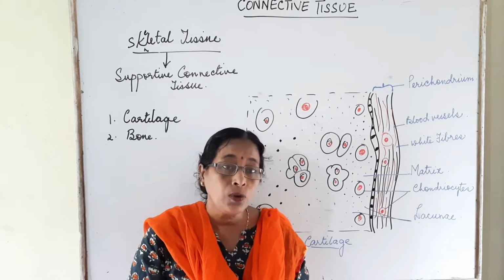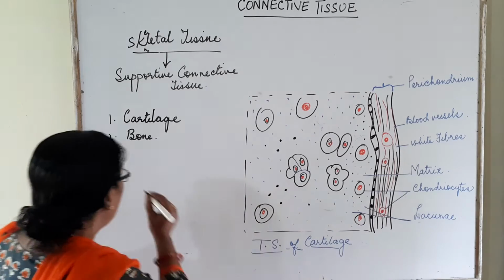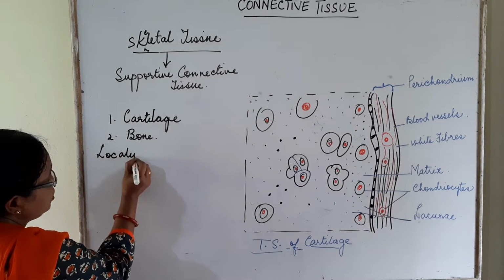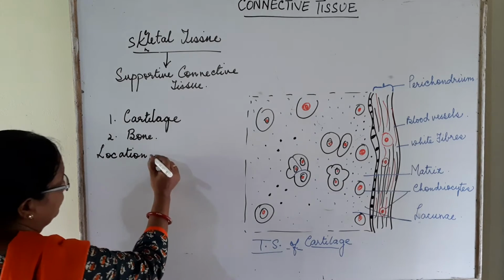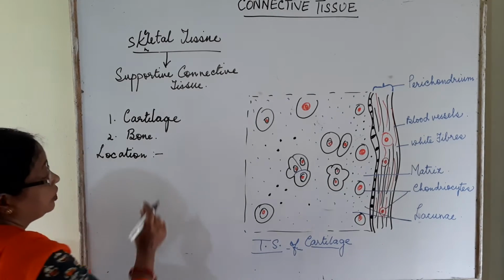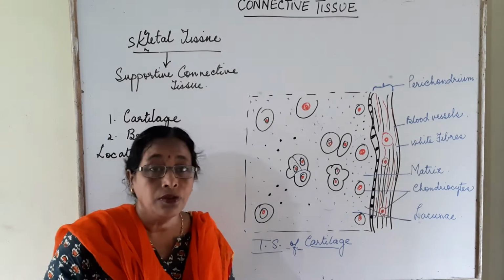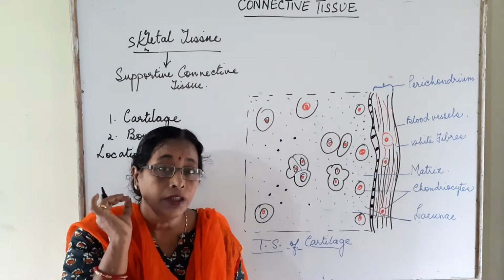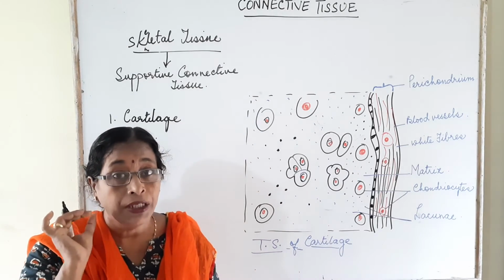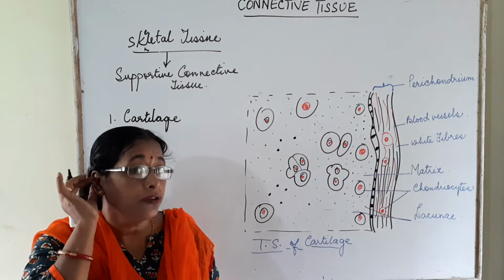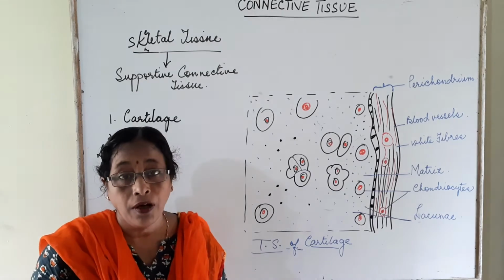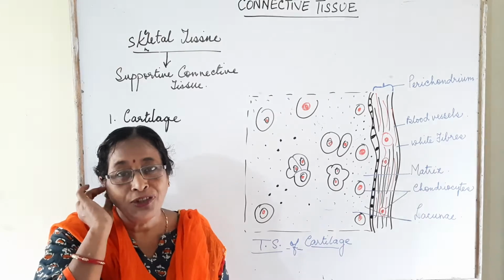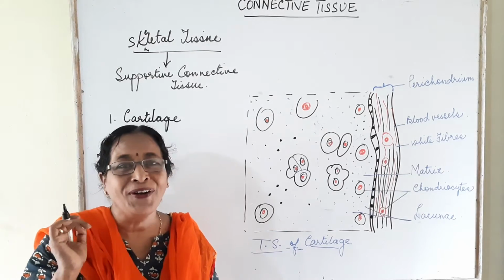Now let us see the location of the cartilage. It is found in the endoskeleton of the body and externally we find it in the ear pinna. The ear pinna, that is the external ear, is made up of cartilage. Because it is made up of cartilage, teachers and your parents can hold your ears.